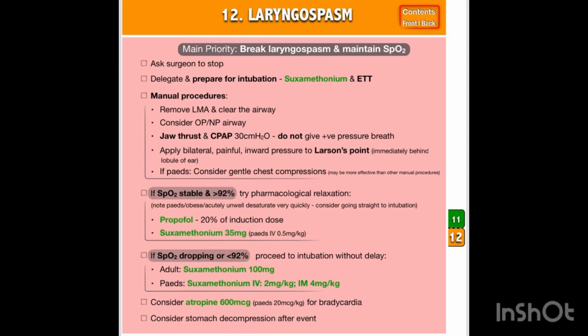And consider stomach decompression after the event. So that's the first thing we have to do if we come across a patient with laryngospasm. We ask what we have to do, then follow the guideline, and then we investigate why the patient got the laryngospasm.